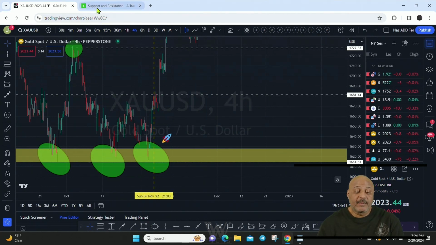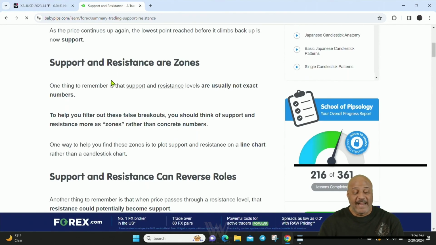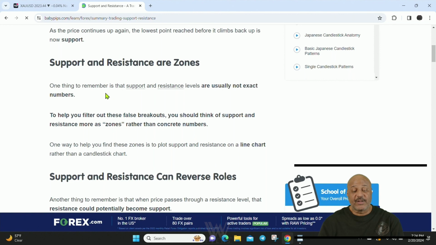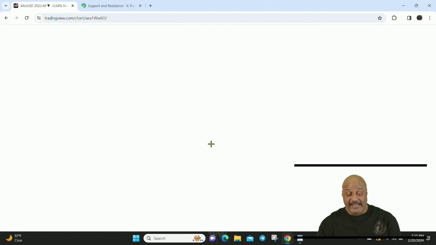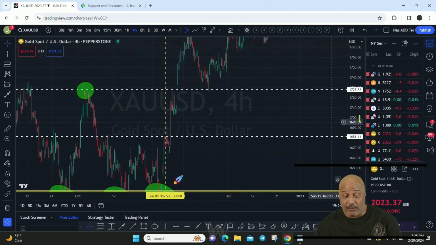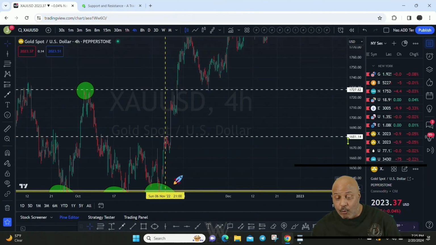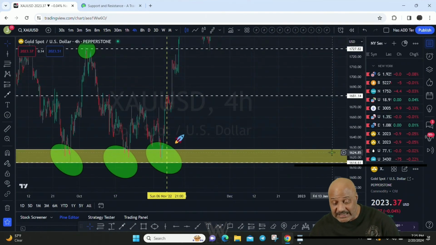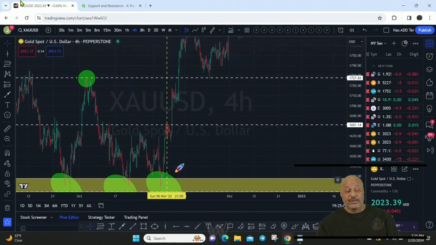So again, babypiff.com is a great resource for information. And you can see what happened. What does it say here? One thing to remember is that support resistance usually are not exact numbers. And you see, they're not exact numbers here. They're all over the place. I got one at 1727, one at 1681, down here at 1630, all these different numbers, right? So you can see why that is right there.